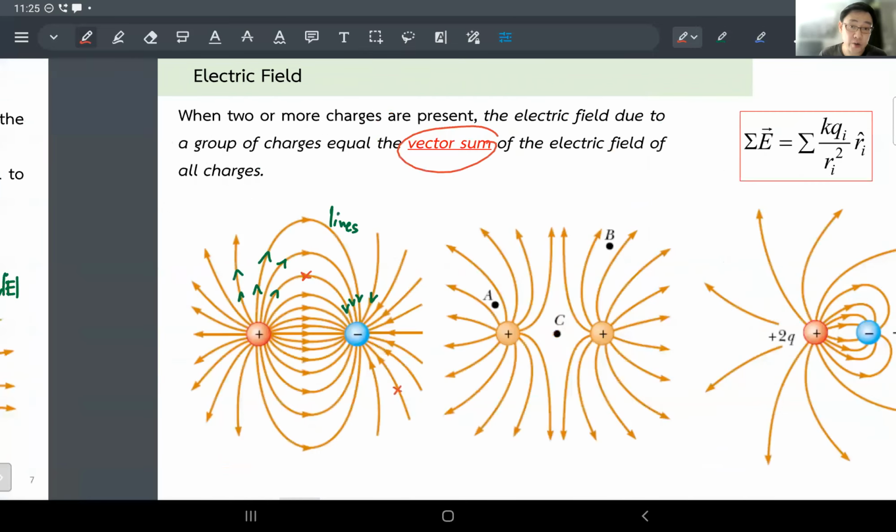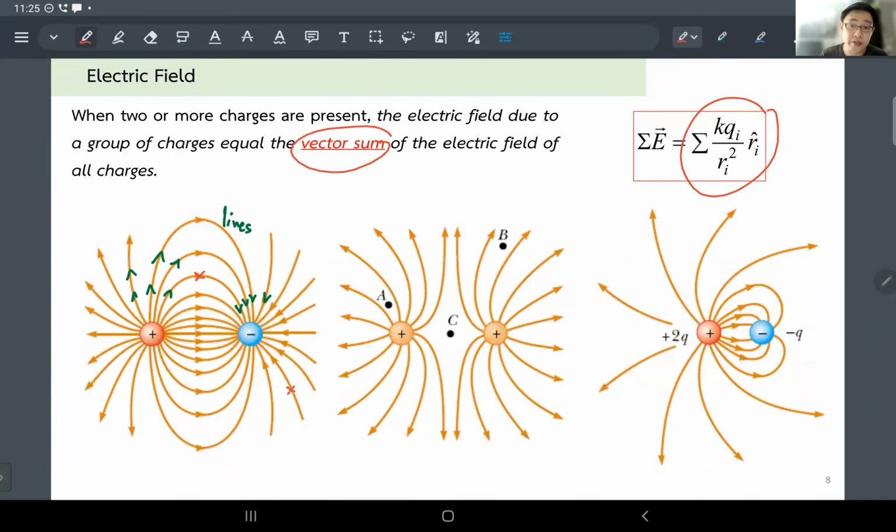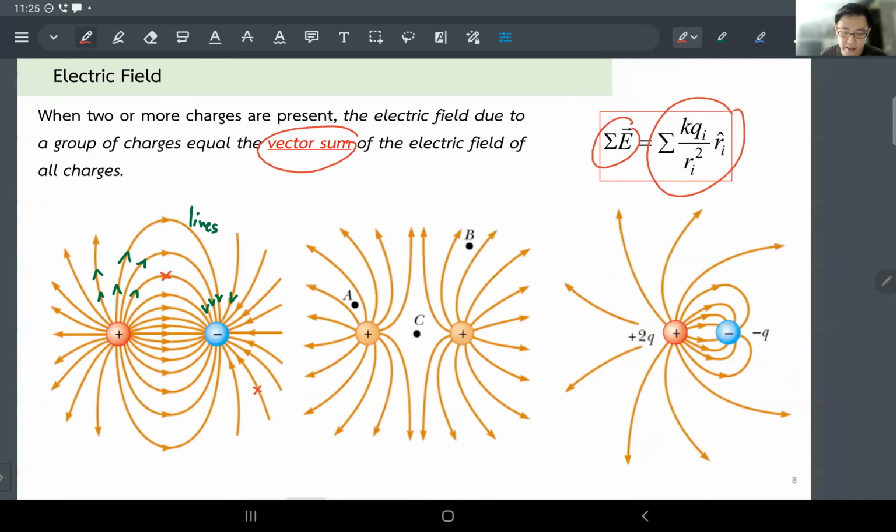Now, in terms of the actual calculation, all you have to do is sum up those kq over r squared terms as vectors, and you are going to get the net electric field. Done. Cool. All right, let's practice, shall we?